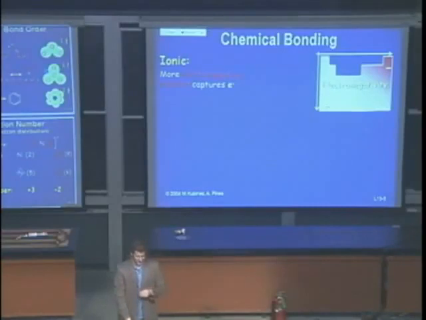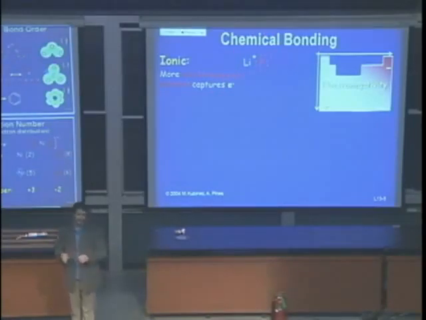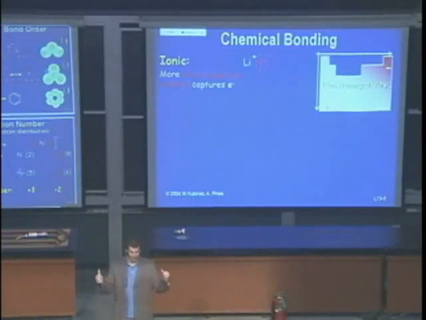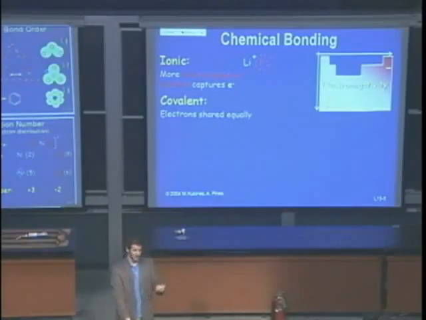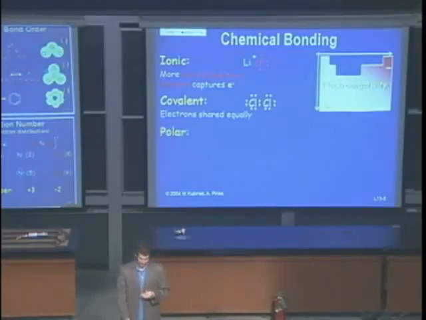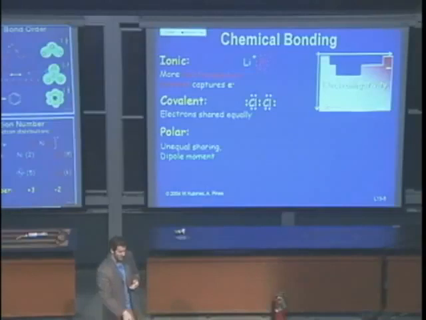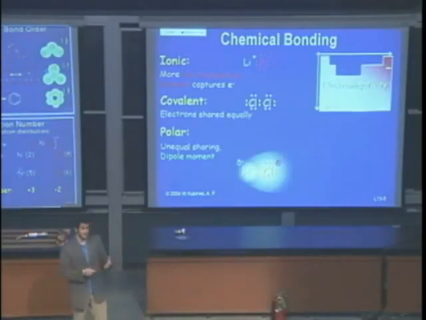So I already talked about ionic bonding, where a more electronegative element captures the electron, like lithium fluoride. Again, we can get to a noble gas configuration this way. One's a plus, one a minus. Coulomb attraction is pretty strong. And covalent, which is sharing. If we're not giving and taking, then we must be sharing electrons, such as Cl2. And we can also get polar bonds like HCl.